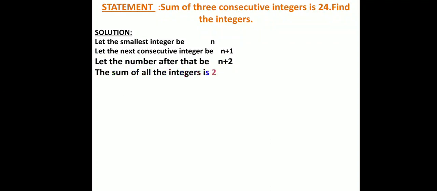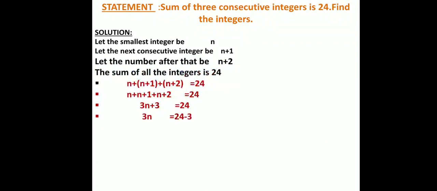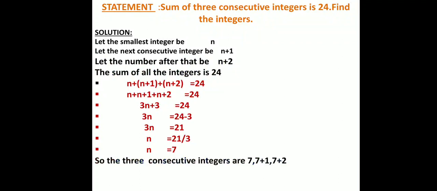Since the sum of these three consecutive integers is 24, that means n plus n plus 1 plus n plus 2 is equal to 24. That means 3n plus 3 is equal to 24. So 3n is equal to 21. That means n is equal to 7. We have to find out the three consecutive integers, that means the numbers 7, 7 plus 1 and 7 plus 2. So three consecutive integers are 7, 8 and 9. That's all with this sum. Coming to the next sum.